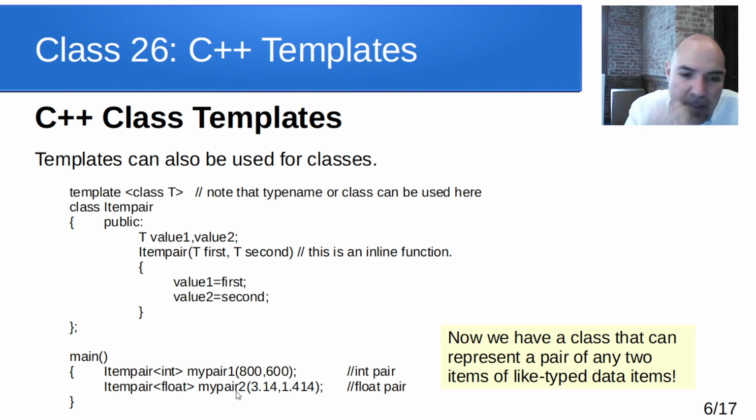And now down here, we have that constructor being called, passing the two values in for pair 1, passing the two float values for pair 2. So now we have a class that can represent a pair of any two items as long as they have the same data type, as long as they're the same typed data item. Two integers, two floats, two players, two characters, two student records, two of anything that we want, as long as they have the same type, the way we wrote this.